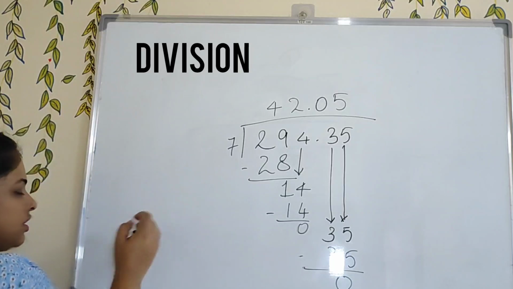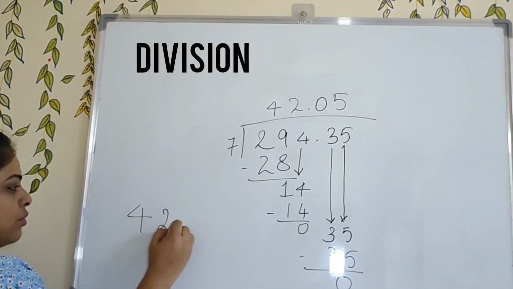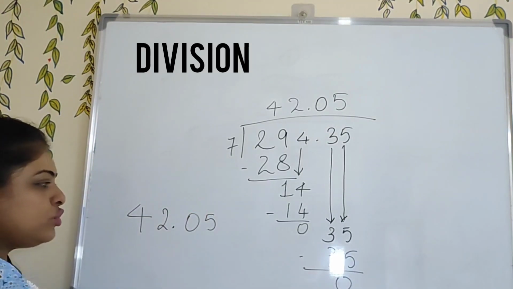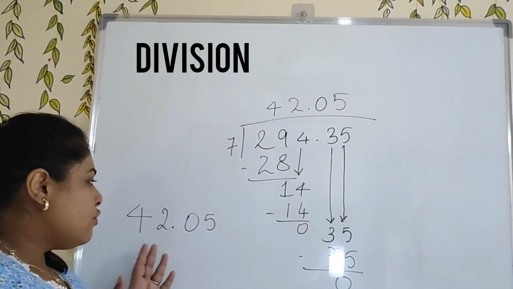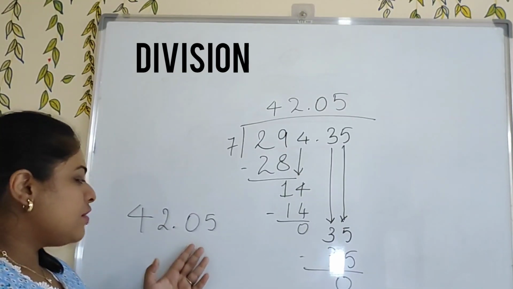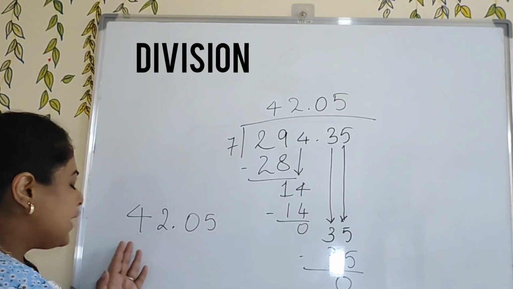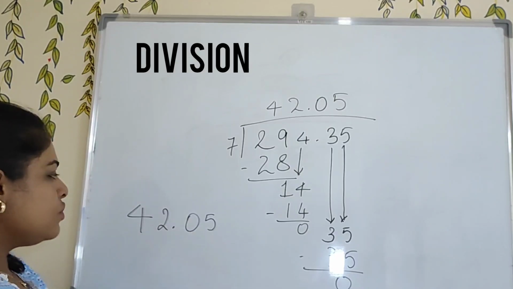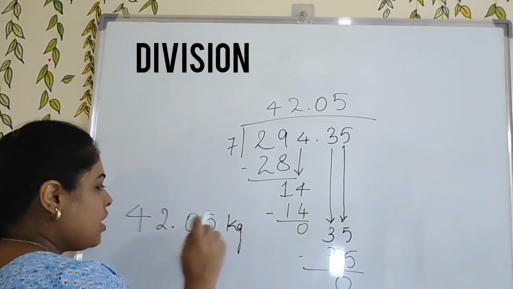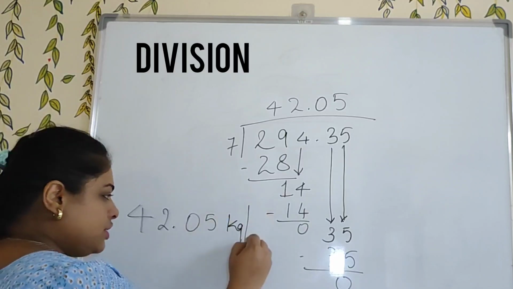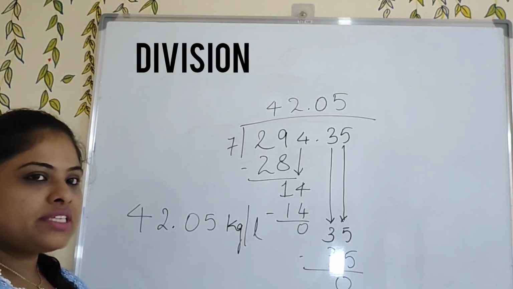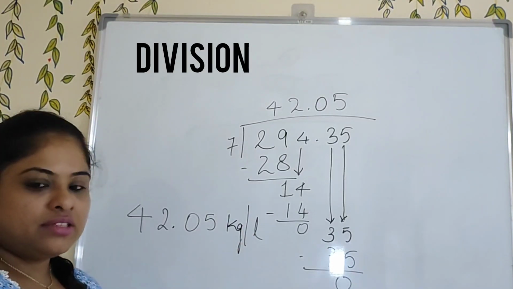Now, the quotient is 42.05. 42.05 is nothing but 42 rupees 5 paisa, or it can be expressed as 42.05 kg, 42.05 liters. So, any kind of measurement can be handled by this method.